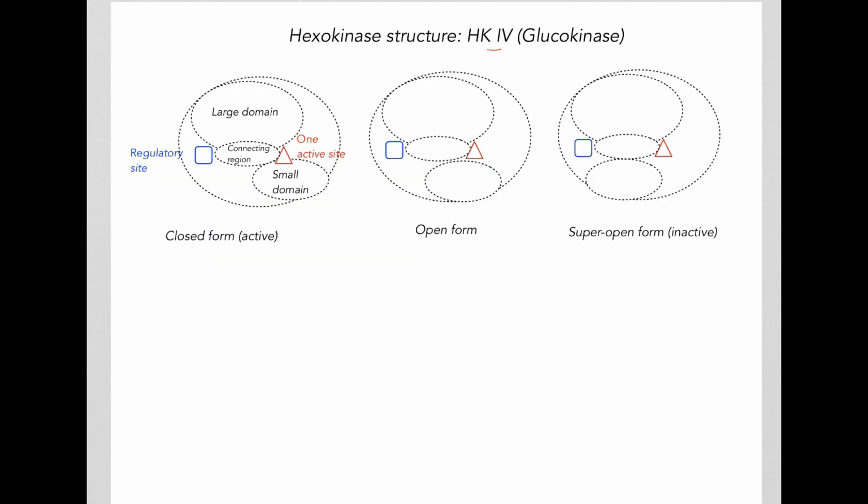So here's hexokinase 4, glucokinase. Notice there's only one active site. So there's one protein, a big protein with only one active site. But there are three forms of this enzyme that are present. There is this closed form, which is active. Then there is the open form. And then there is the super open form that is inactive.